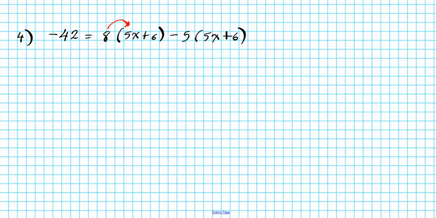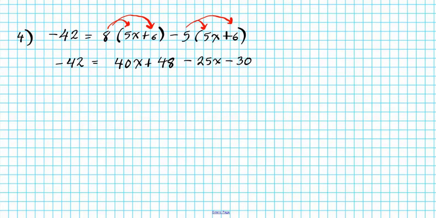First thing you want to do when you solve an equation involving parentheses, you want to make it look easier by getting rid of the parentheses by distribution. Okay, so we're going to have negative 42 equals 8 times 5 is 40, 40x plus 8 times 6 is 48. 5 times 5, distribute that, you have negative 25x. Now, whenever you're distributing a negative, you have to be very careful to make sure that you distribute the negative to both terms, okay? So minus times plus, this sign inverts to minus 30.